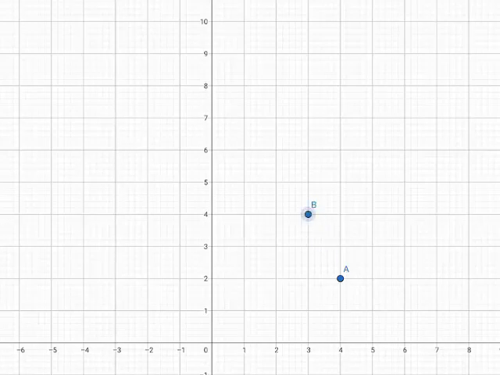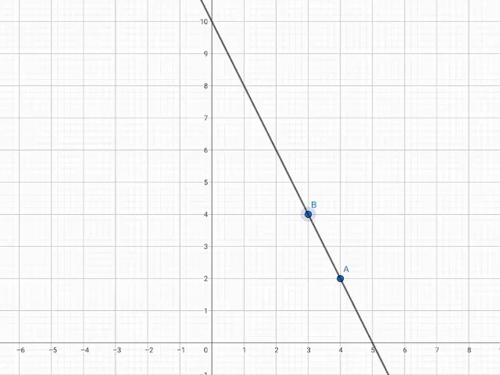Let me go ahead and plot these. Oops, that's not what I wanted to do. There you go. And so here's the line that we have. And again, if you think about the slope being rise over the run, it's going to be the change in y, which is from 4 to 2, over the change in x, which is 3 to 4. It doesn't really matter if you use point A or point B, we'll still get the same value. So graphically, that's how this would be done.